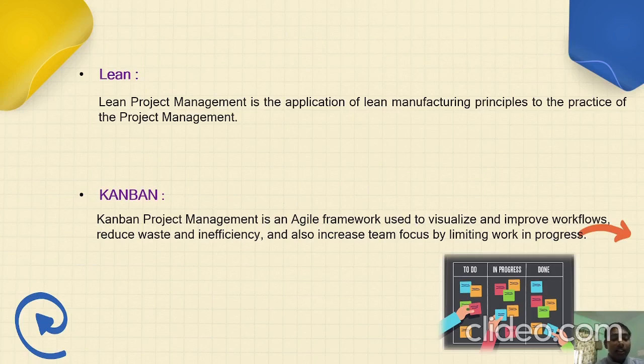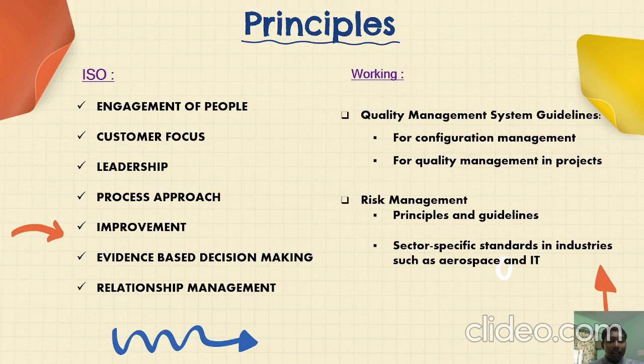And the last one is Kanban. Kanban project management is an agile framework which is used to visualize and improve workflows, reduce waste and inefficiencies, and also increase team focus by limiting work in progress. Now we will be discussing the principles of these models. First, the principles of ISO. The first subtopic is engagement of people.